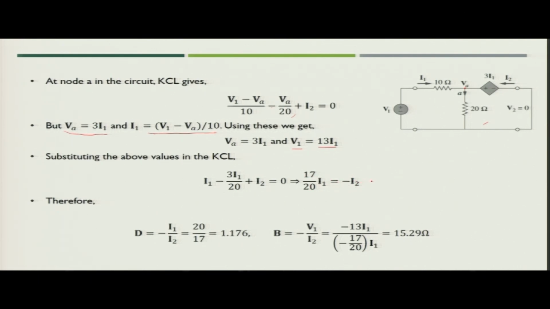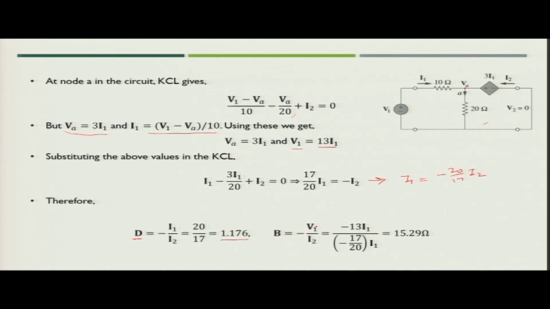So, what you can now write, since I1 is equal to minus of 20 by 17 I2, the ratio between I1 and I2 is the value of D. So, D is nothing but minus of I1 by I2. So, from this what you get? D is nothing but equal to 20 by 17. So, value of D you will get as 1.176. Similarly, you can find the value of B.